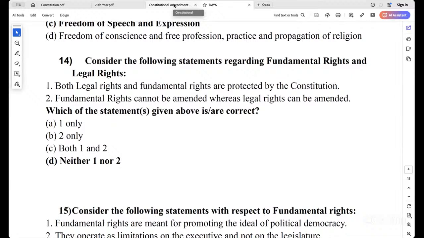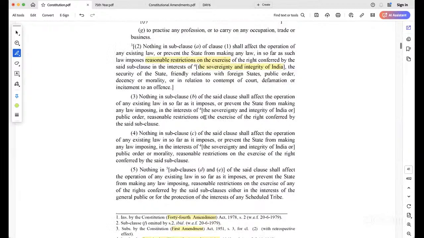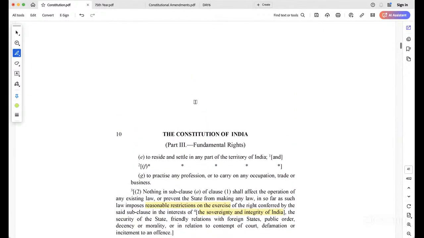See, okay, we'll discuss about that. You keep it like that. See, the statement says fundamental rights cannot be amended. Fundamental rights are amended. The 42nd Amendment Act, 44th Amendment Act, all these amended the fundamental rights.